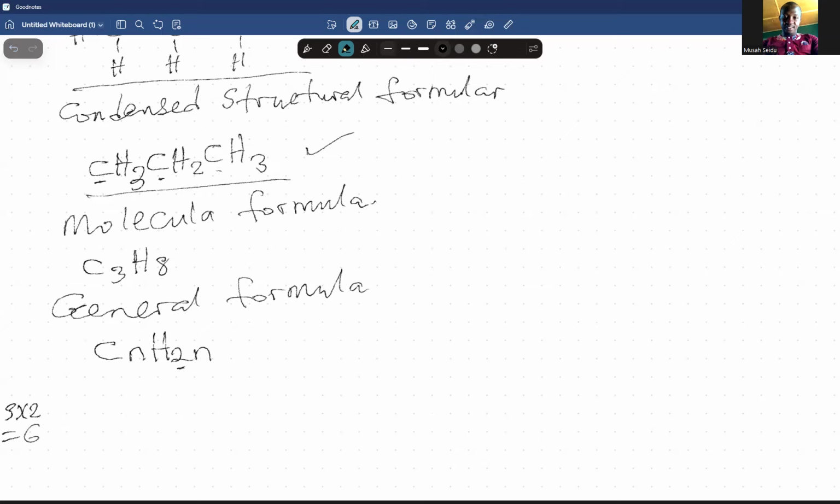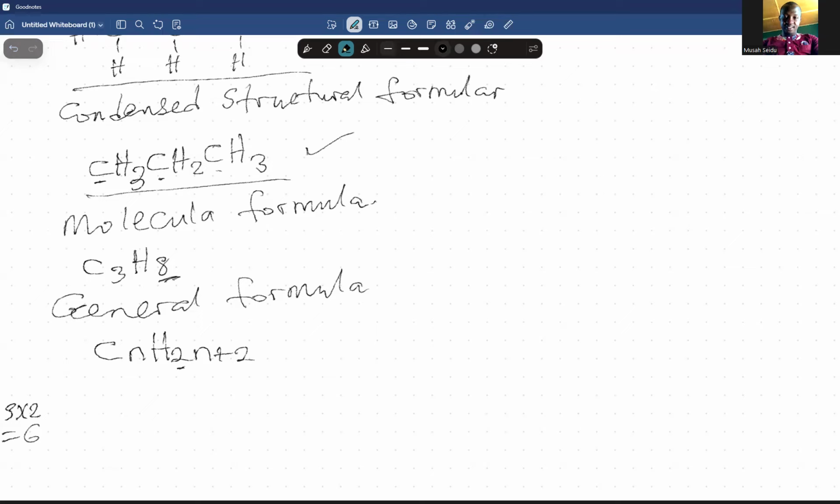But then, do I have 6 hydrogens? I can see, even here, that the total is 8. But when I multiply 3 times 2, I got 6. So what do I do? From 6 to get 8, I have to add 2 to it. So that is my general formula of the alkane.